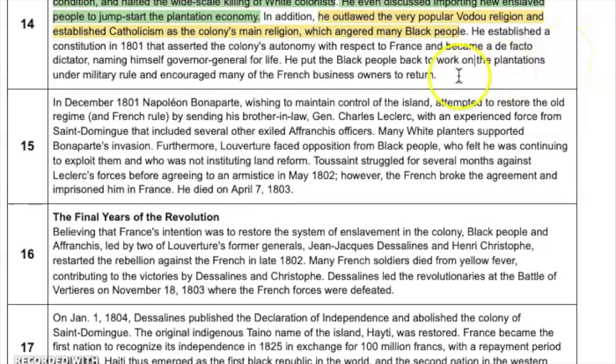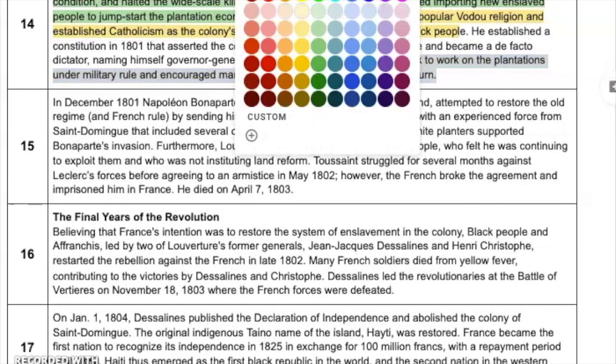He put the black people back to work on the plantations under military rule and encouraged many of the French business owners to return. So Louverture, after the fighting ends in 1800, really brings back into order the way things had been prior to the revolution for at least enslaved Africans. This is going to be very frustrating for enslaved Africans.